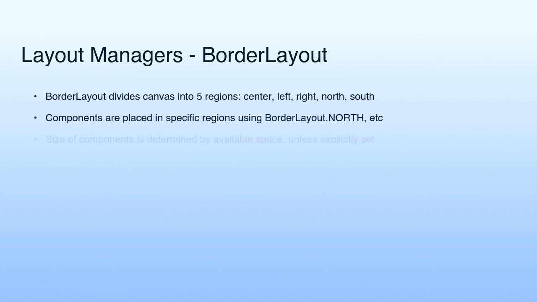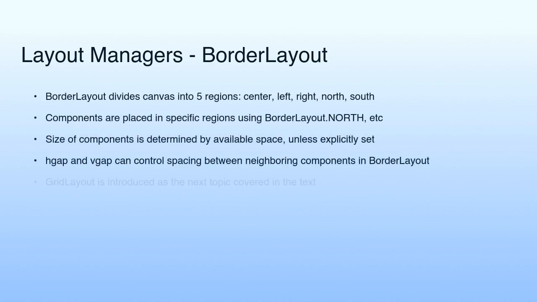The border layout divides the canvas into 5 regions: center, west, east, north, and south. Components are placed in specific regions using border layout, such as north, east, and so on. The size of components is determined by available space, unless explicitly set. Hgap and vgap can control the spacing between neighboring components in border layout. The grid layout, which allows placing multiple components in a grid pattern, is introduced as the next topic covered.